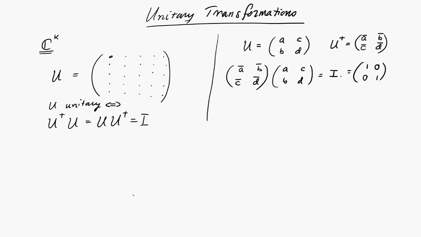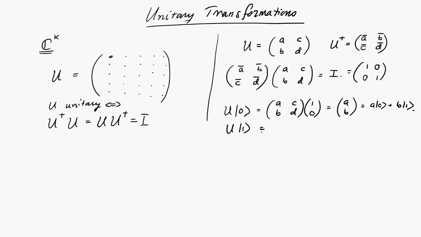So first, let's try to understand what this matrix U represents. It's telling us what happens to the space. So what does U do to the zero vector, to the zero state? The zero state is this vector. And so what do you get? You get A, B. Actually, it picks out the first column of U, which is A|0> plus B|1>. Similarly, U times |1> picks out the second column of U.